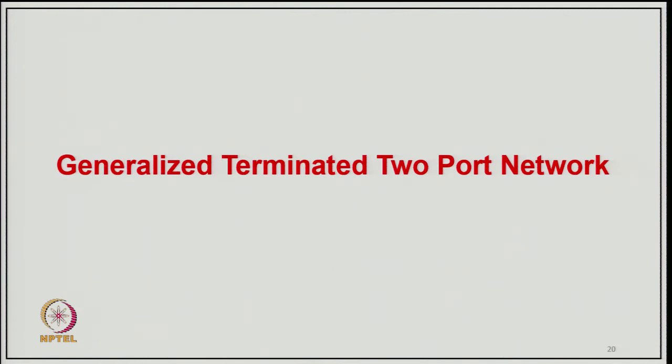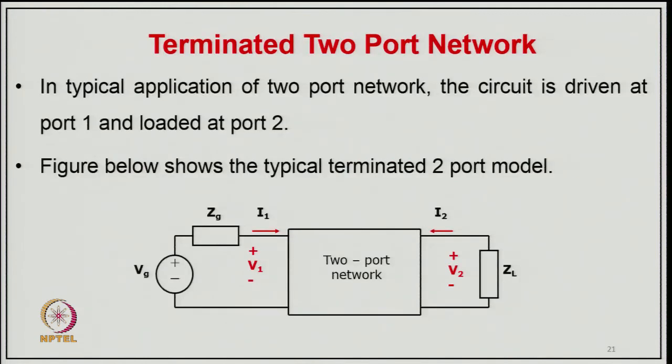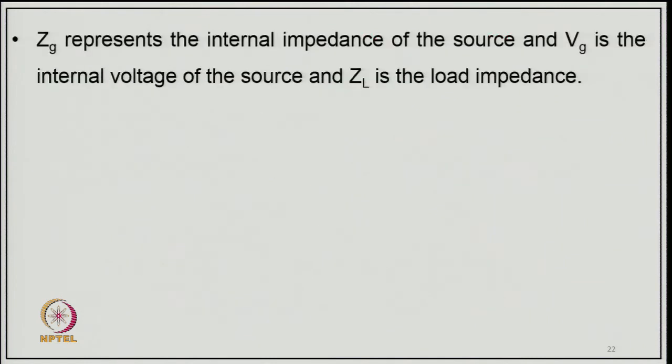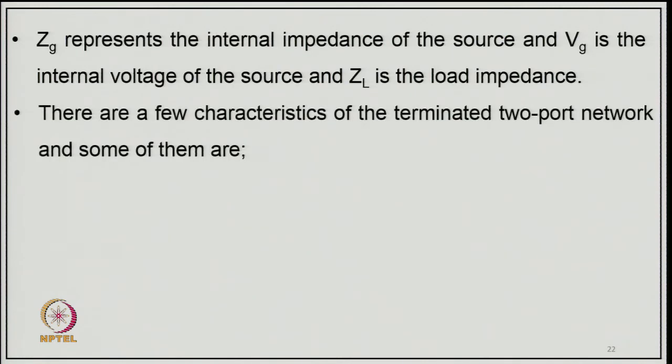Now, coming to the generalized terminated two port network. In a typical application of a two port network, the circuit is driven at port 1 and loaded at port 2. In the figure shown, we connect ZL at port 2 as the load, and apply a voltage at port 1 with the internal impedance of the source ZG. ZG represents the internal impedance of the source, VG the internal voltage of the source, and ZL the load impedance.